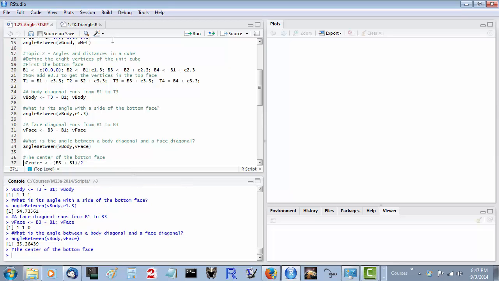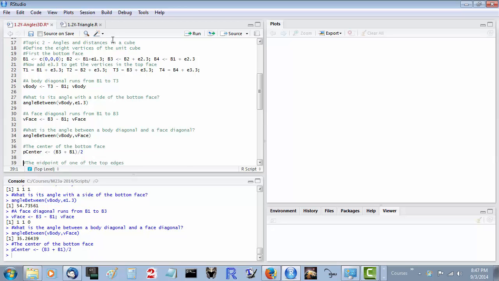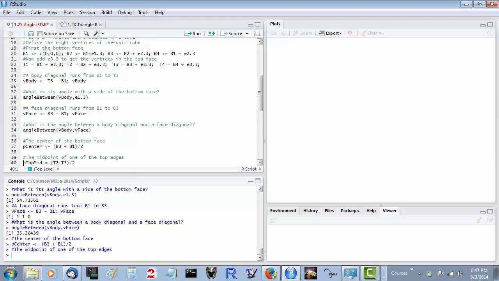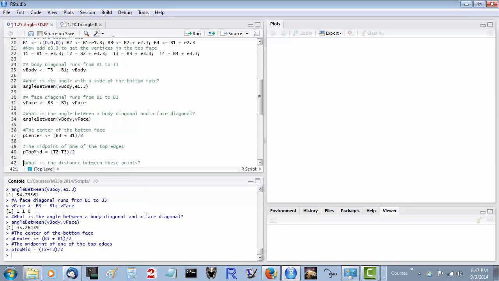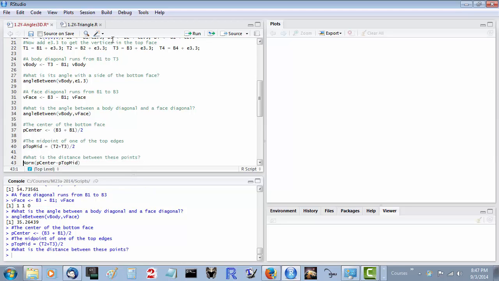Finally, we could calculate a rather obscure distance. First, let's find the center of the bottom face in the middle of the face diagonal. We just take the sum of the 2 points and divide by 2. Let's calculate the midpoint of one of the edges in the top face. Again, add the points and divide by 2.